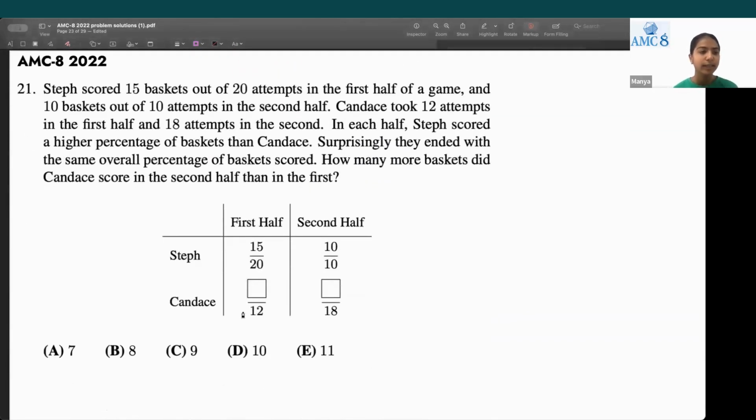Problem number 21. Steph scored 15 baskets out of 20 attempts in the first half of the game and 10 baskets out of 10 attempts in the second half. Candace scored 12 attempts in the first half and 18 attempts in the second. In each half, Steph scored a higher percentage of baskets than Candace, but surprisingly, they ended with the same overall percentage of baskets scored. How many more baskets did Candace score in the second half than the first?